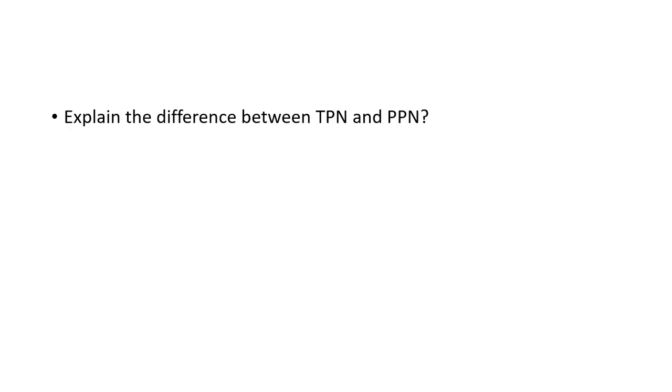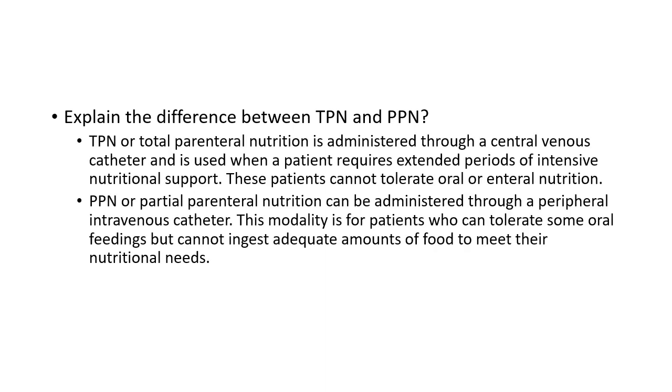Explain the difference between TPN and PPN. TPN, or total parenteral nutrition, is administered through a central venous catheter and is used when a patient requires extended periods of intensive nutritional support. Patients on TPN cannot tolerate oral or enteral nutrition.